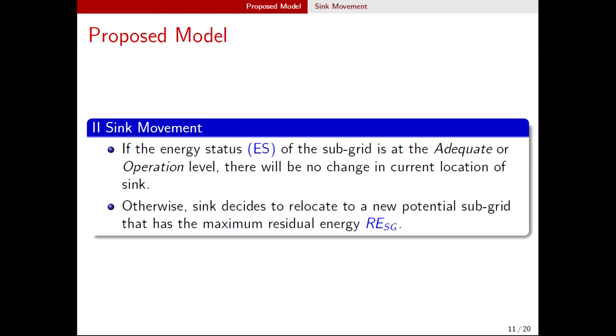Otherwise, the sink decides to relocate to a new potential subgrid that has the maximum residual energy. So it has 8 options, based on the maximum of any of the 8 subgrids. It decides whether to move or not.